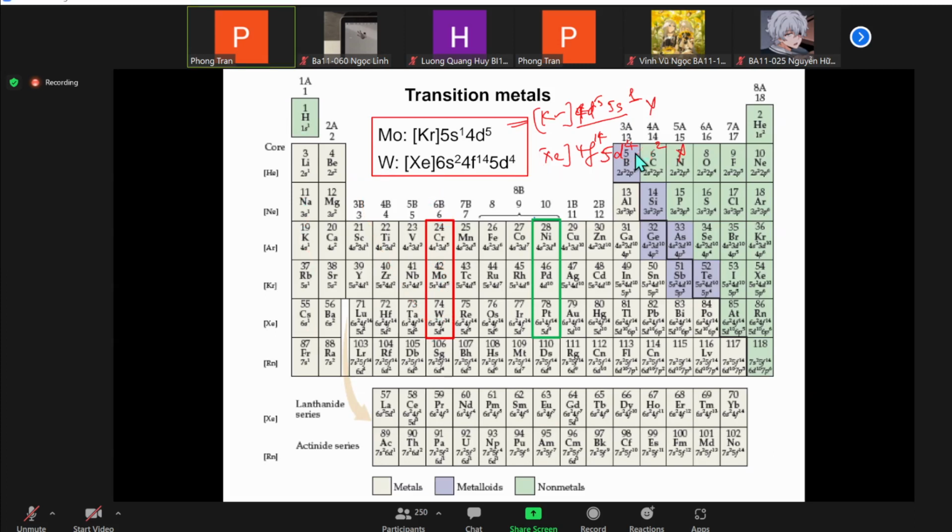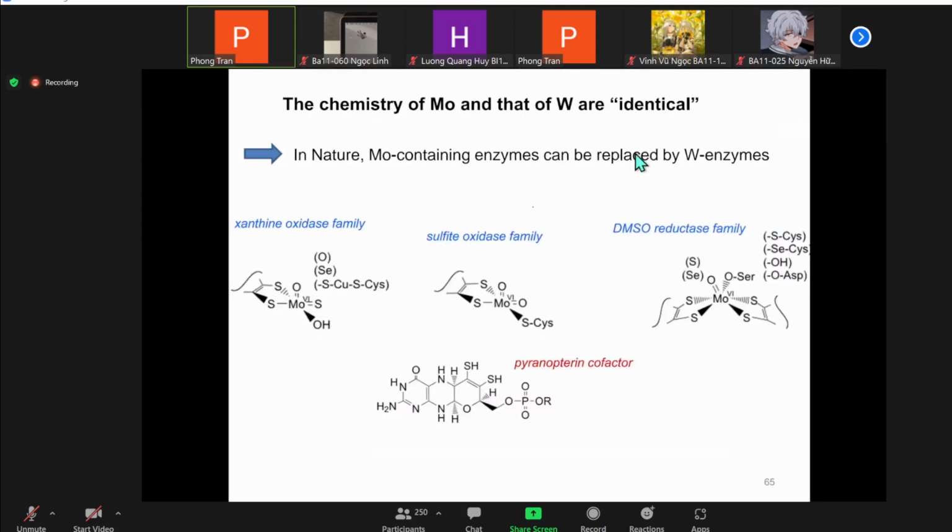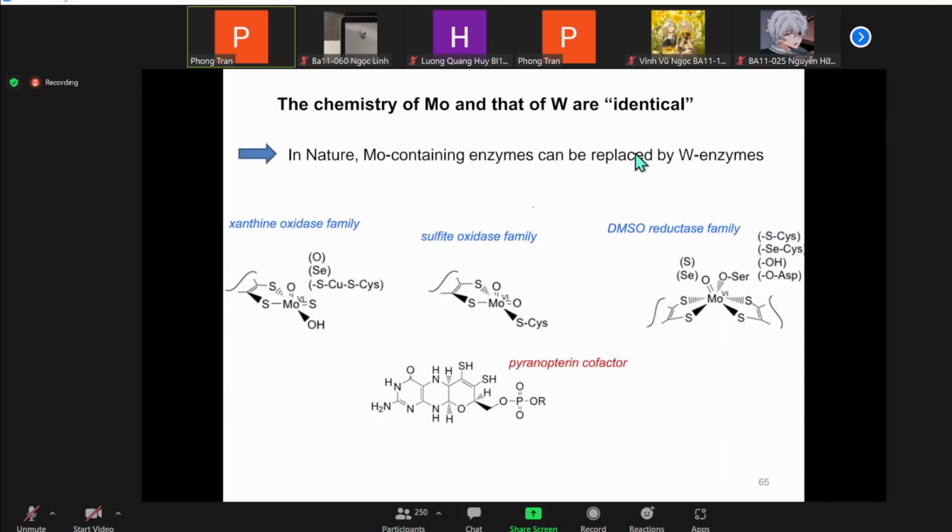So basically, in reality, molybdenum and tungsten behave in a comparable, similar manner in terms of chemical activity. For example, in nature, when there is no molybdenum in the environment to build up an enzyme, the living system can replace molybdenum with tungsten and reproduce the tungsten-containing enzyme with exactly identical properties. So in terms of chemical properties, molybdenum and tungsten are comparable. That's why they are in the same column.